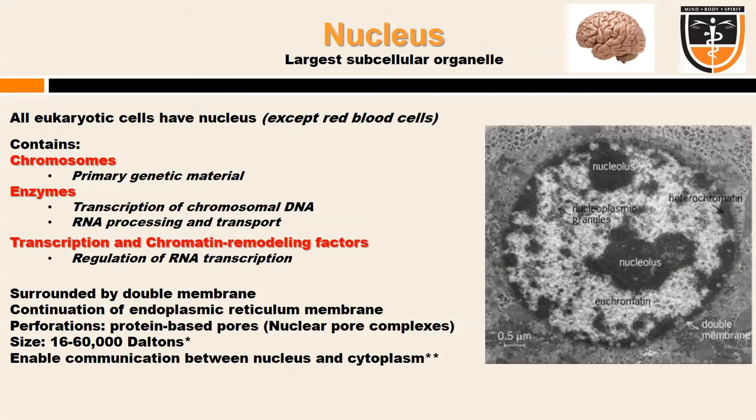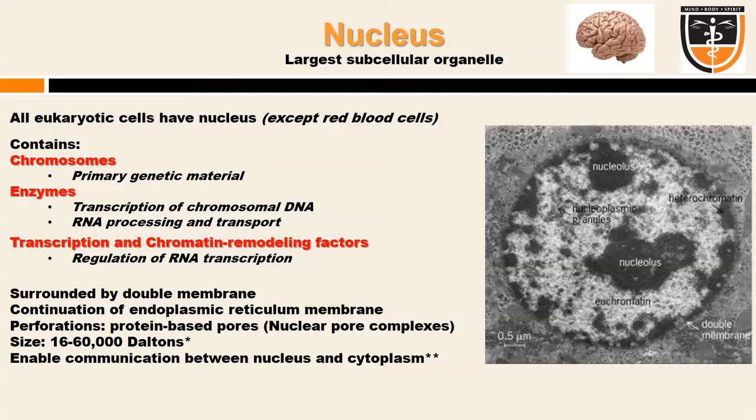Now, the nucleus contains chromosomes, which we know are the primary genetic material. They contain enzymes, very important, that are involved in transcription of chromosomal DNA. They also contain enzymes involved in the production of RNA, which means production of protein that is very important in the function of the cell. They also have transcription and chromatin remodeling factors that regulate the transcription of RNA and regulate the process of production of protein further down the road.